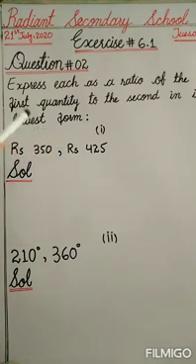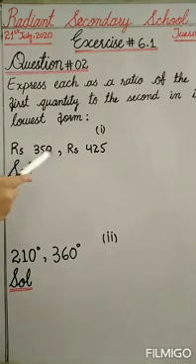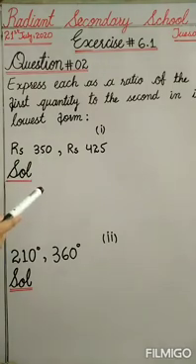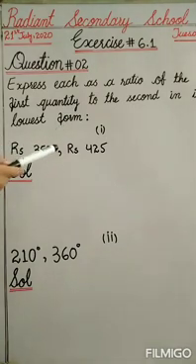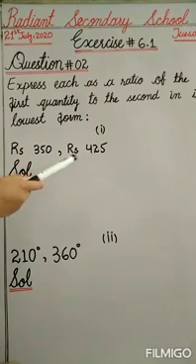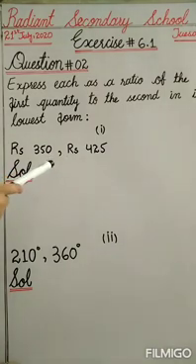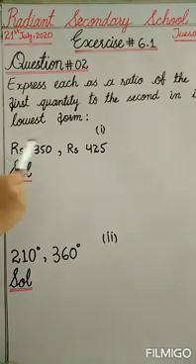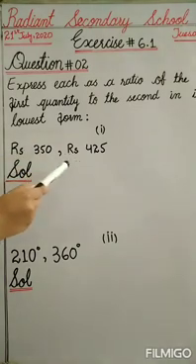Class, in this question we are given two quantities. First we have to take the ratio between them, and after that we have to give the answer in lowest form. Now in the first part we have rupees 350 and rupees 425. Class, I have told you in the previous lecture that for a ratio the units must be the same. If the first quantity is in rupees, the second quantity should be in rupees.